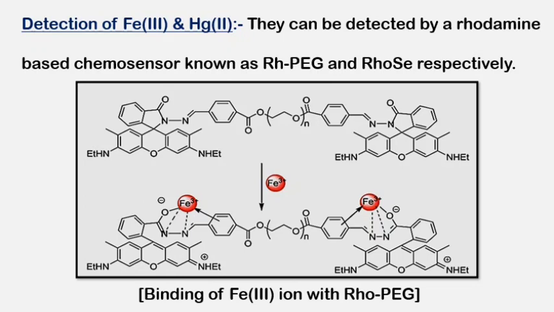First, we will discuss the detection of the ferric ion. To detect the presence of the ferric ion in a sample, we can use a rhodamine-based chemosensor, that is rhodamine polyethylene glycol. This is the structure of rhodamine polyethylene glycol, and when it reacts with the sample which consists of the ferric ion, the ferric ion binds with the binding site of the rhodamine-based chemosensor like this, and due to the binding of the ferric ion, the opening of the spirolactam ring takes place and the compound shows color.